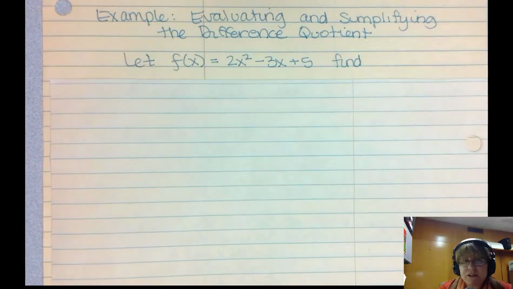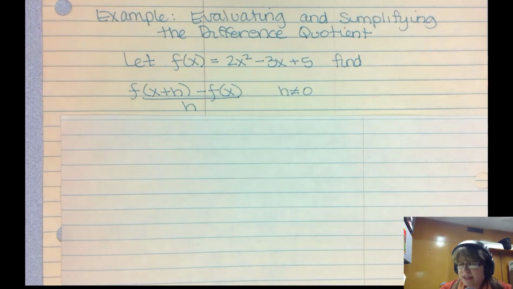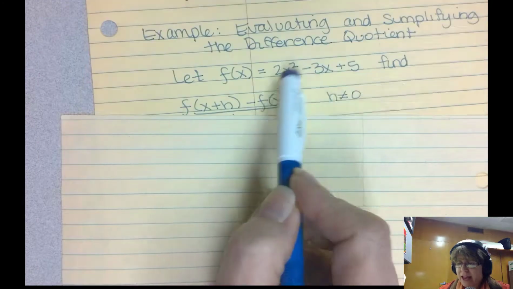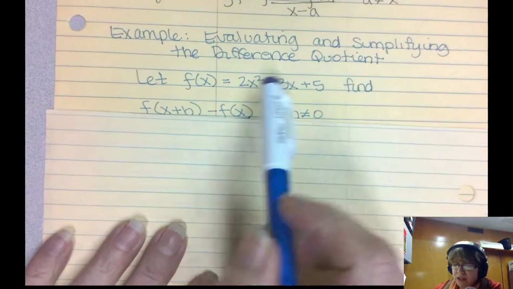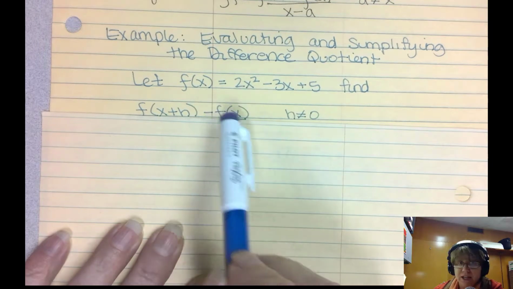All right, here's our function: f of x equals 2x squared minus 3x plus 5. And we want to find the difference quotient, which is f of x plus h minus f of x, all over h. First things first, I know what f of x is. That's this thing right here, 2x squared minus 3x plus 5. So I know this part of the equation.